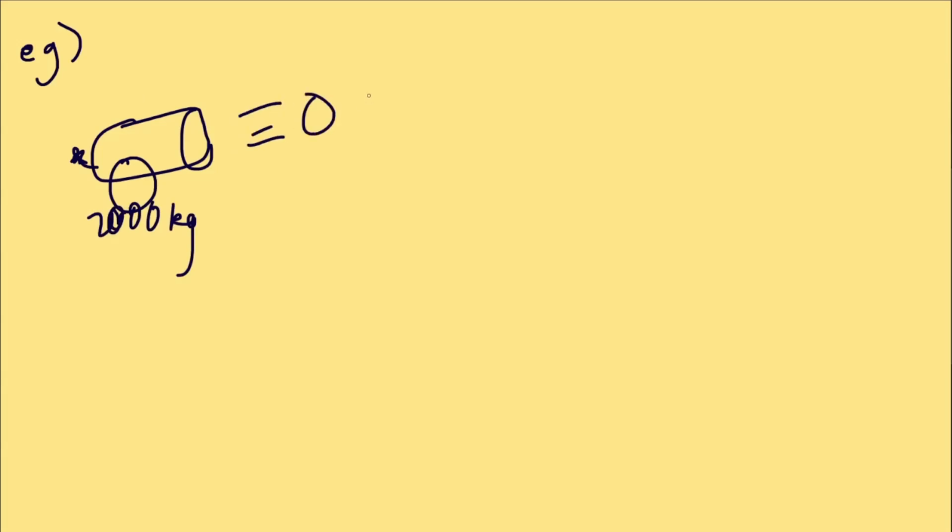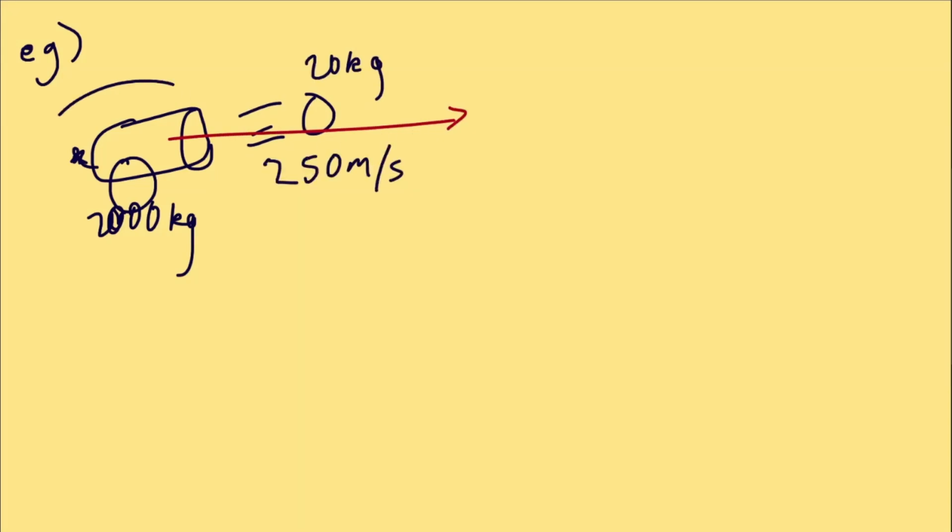Here's the second problem. You have a cannon. Here's our cannon. It's got a wheel, a fuse. Anyway, the cannon is 2,000 kilos. And the cannonball that it fires is 20 kilos. It's initially fired horizontally at 250 meters per second. The cannon itself is initially at rest, and if we don't consider friction, what is the recoil speed after it fires this cannonball?